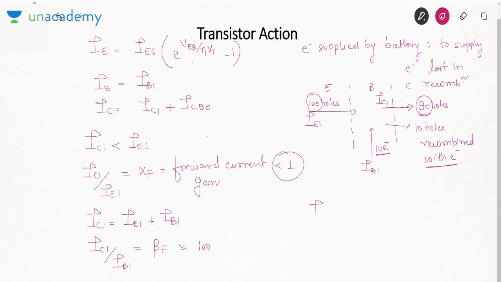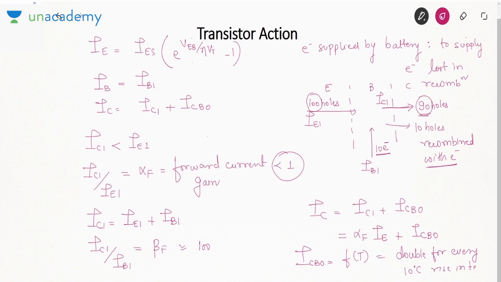And then we know IC is IC1 plus ICBO, and IC1 is written as alpha F IE, so IC is alpha F IE plus ICBO. That way we can write down the collector current. And since this ICBO is reverse saturation current, it will always be a function of temperature, that is, it doubles for every 10 degree centigrade rise in temperature. Similarly, this IES is the saturation current. This will also double for every 10 degree centigrade rise in temperature.